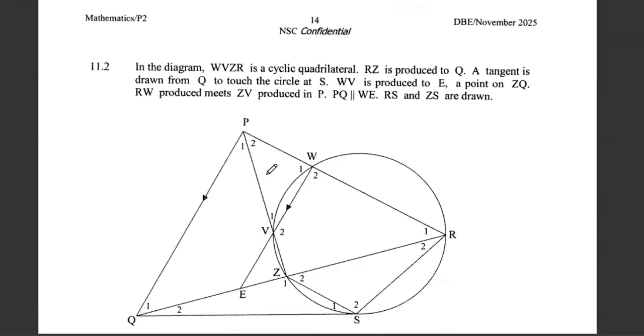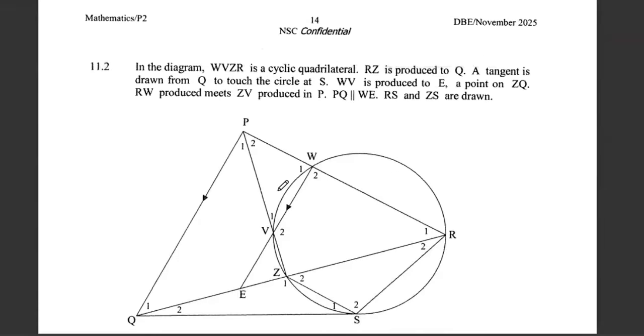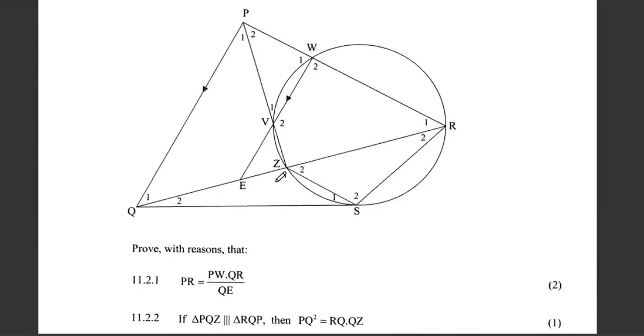Question 11.2. In the diagram, WVZR is a cyclic quad. And then there's a tangent that is produced to touch the circle at S, VW produced to E, parallel to QZ, and all of that. We have parallel lines and stuff. Then can we prove that PR is the same as that? So what we need to look at is basically the triangles that are similar. So we know that triangle WRE is similar to PRQ.